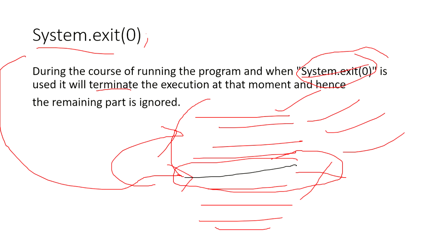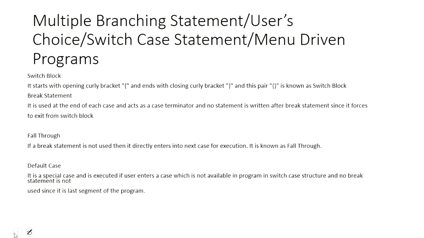Suppose black color is System.exit(0), and I'm using yellow for explanation. Java 8 first one, Java 8 second, Java 8 third, Java 8 fourth. But when it reaches the black one, that is System.exit(0), the whole program gets stopped and the downward portion, the rest of the program, it ignores. Got it? Next.